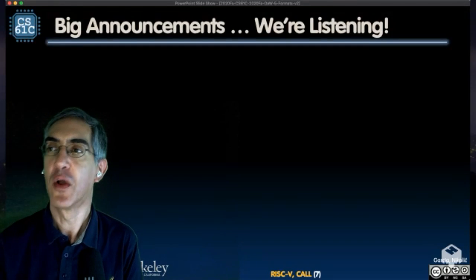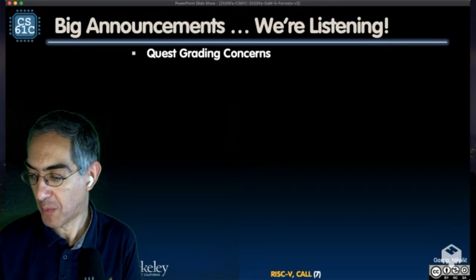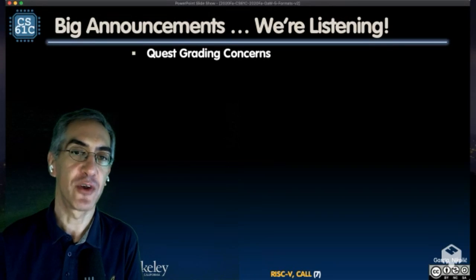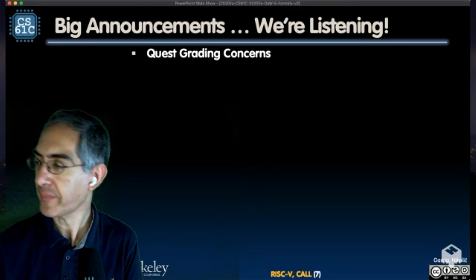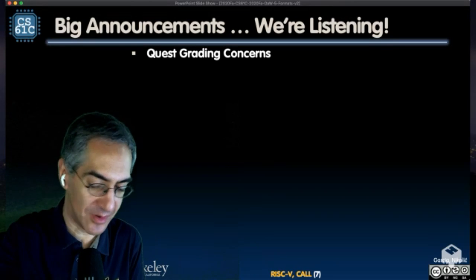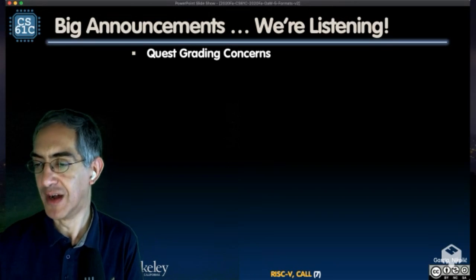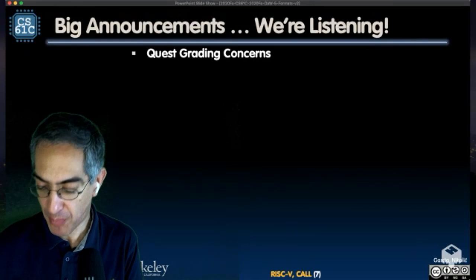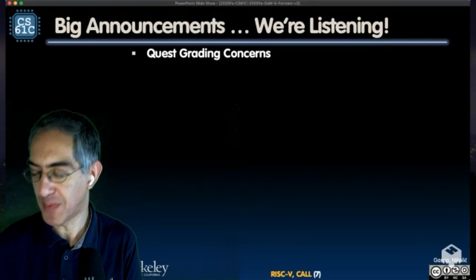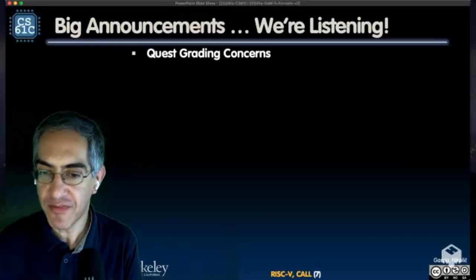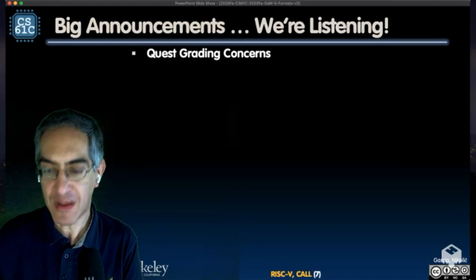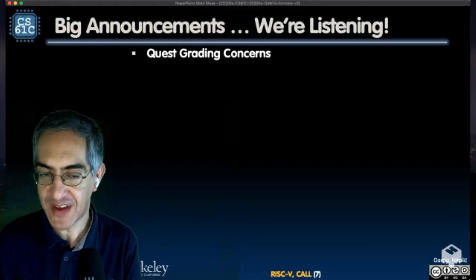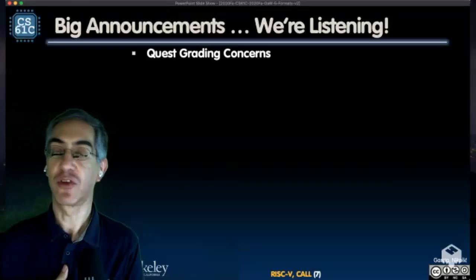So the first one is that we're listening. Thank you so much for the feedback. We want to continue to listen to what's happening and respond to everything that's going wrong. We want to try to reduce the pain points. So the first is quest grading concerns. We've just seen the quest grades. Out of 30 points, we were looking forward to the quest average being 25, 22, 23. The quest average is 15. So we were unhappy.